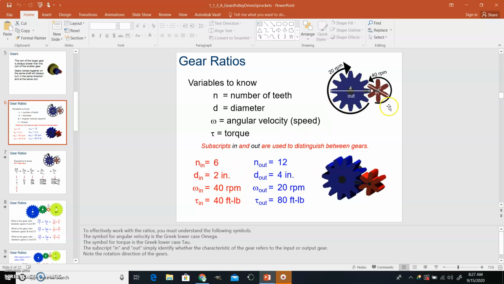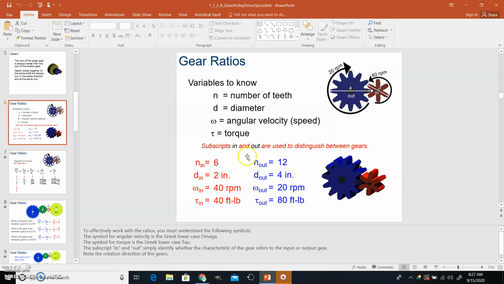The diameter of the smaller gear is 2 inches. You get that right there. You get revolutions per minute. Obviously, that number is given to you. So anyways, you get some good information there. And obviously, then the number of teeth, you can count those.